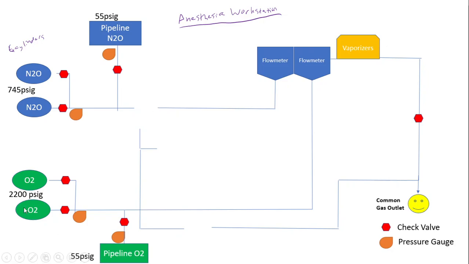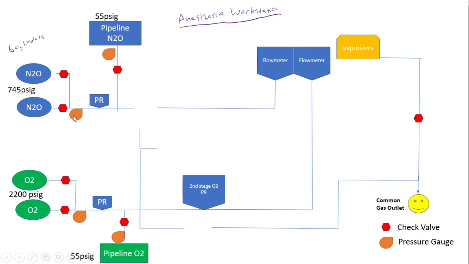Because we want to save our E-cylinders for emergencies, we don't want our E-cylinder sources to override our lower pressure pipeline sources. Because if you didn't have any way to decrease the pressure in our E-cylinder, and you open both the pipeline oxygen and the E-cylinder oxygen, your E-cylinder, the higher pressure, would win out and it would flow faster to our patient. So we have to have a way to decrease this E-cylinder pressure. And that is what we have our pressure regulators for.